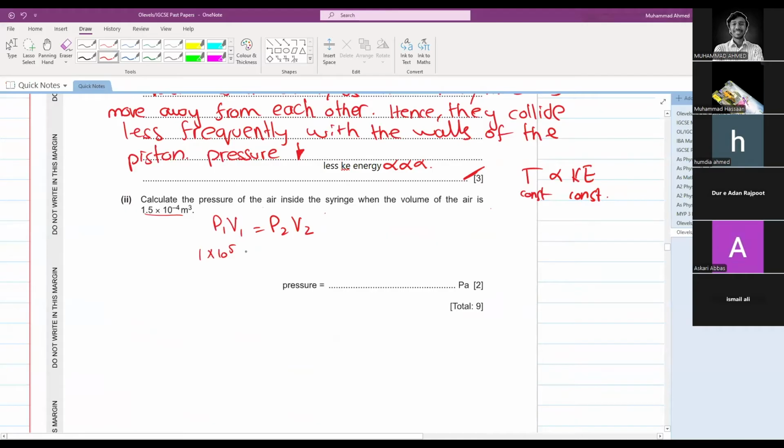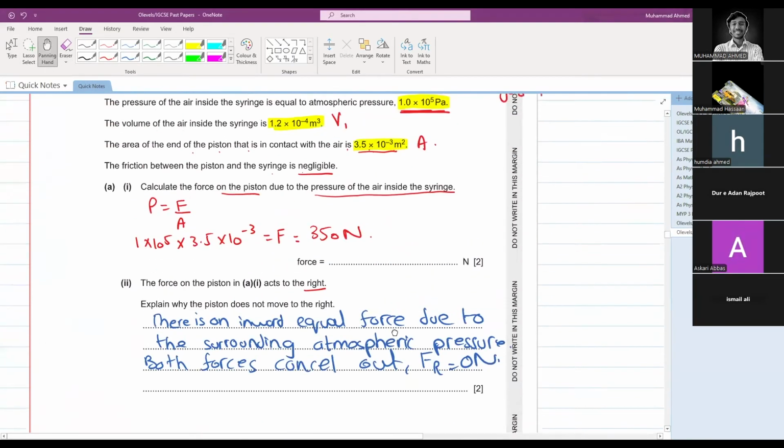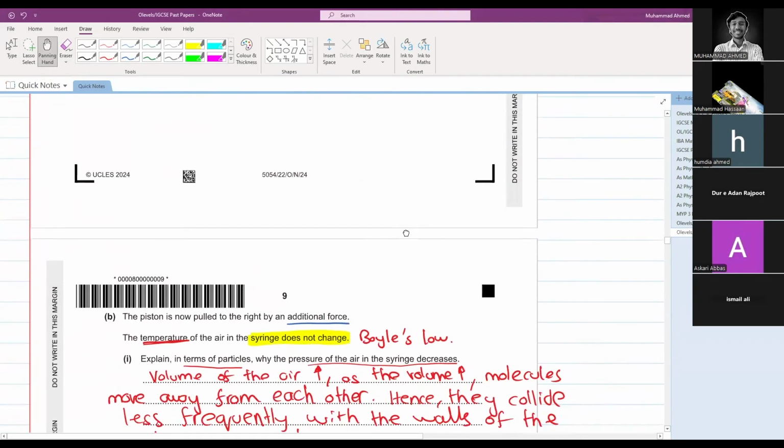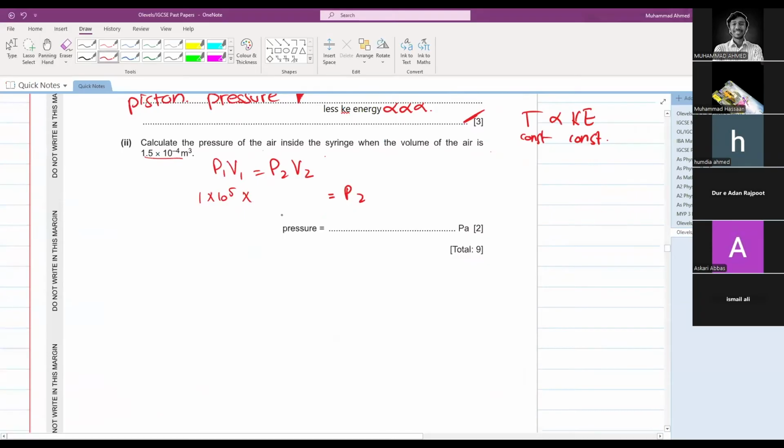What was your volume 1? 1.5 into 10 is the power of minus 4. What was your pressure 2? Sorry. What was your volume 1? I guess volume 1 क्या था? 1.2 into 10 is the power of minus 4. Yes. 1.2 into 10 is the power of minus 4. What is your volume 2? 1.5 into 10 is the power of minus 4.